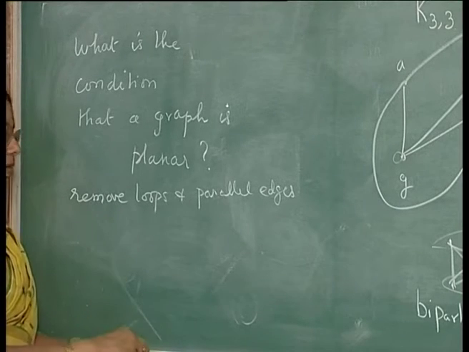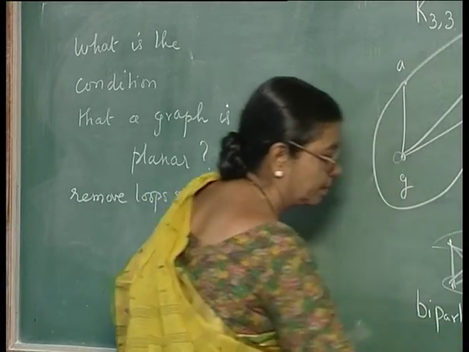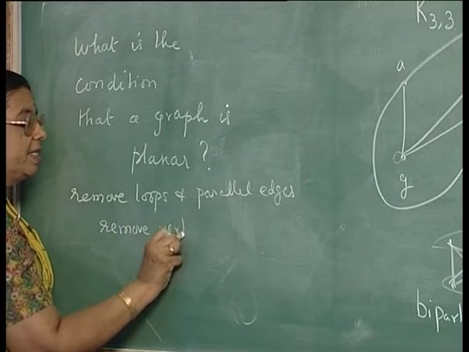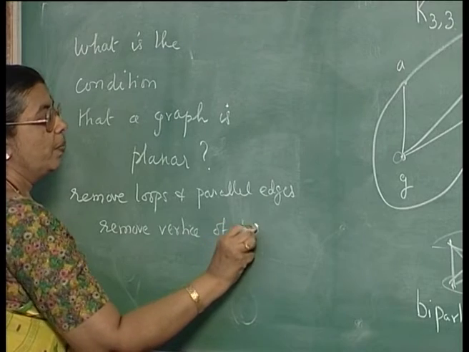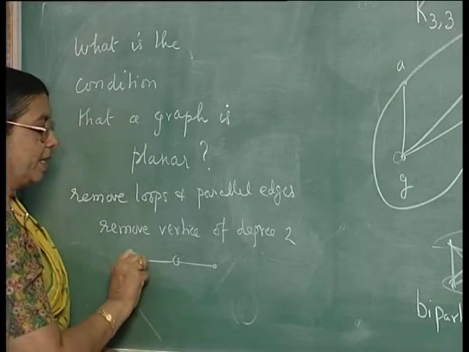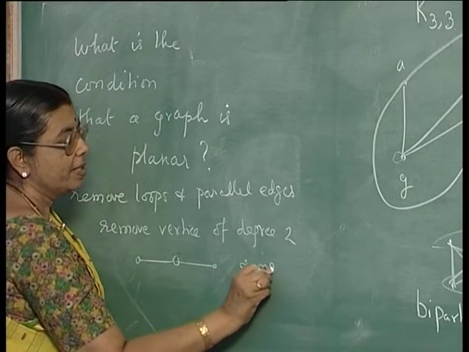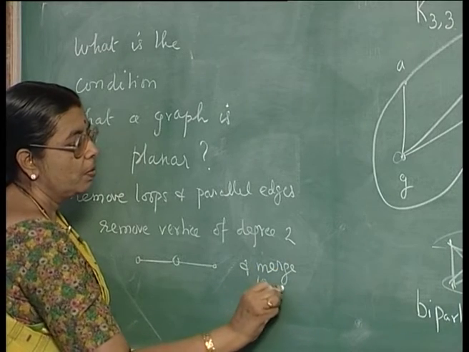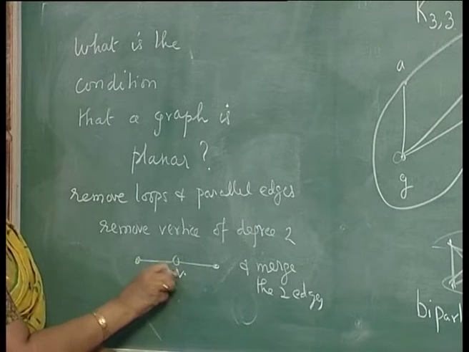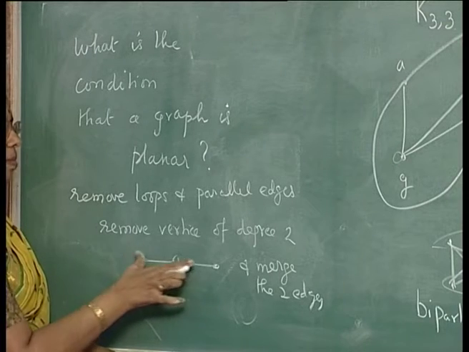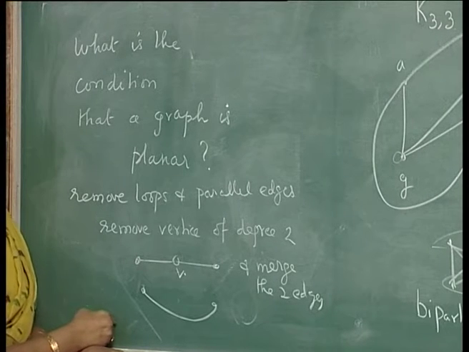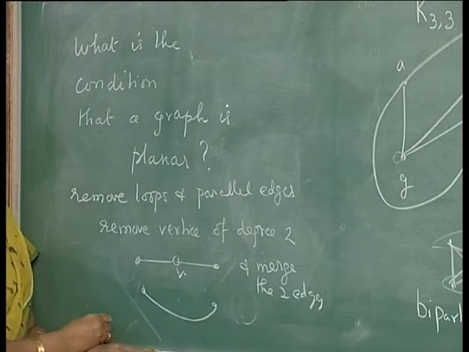So, what you can do is remove vertices of degree 2. That is, if you have a vertex V of degree 2 like this, you can remove it and merge the two edges, and this will be replaced by an edge like this. This will not affect the planarity or non-planarity of a graph.